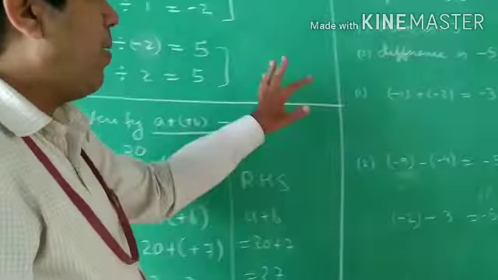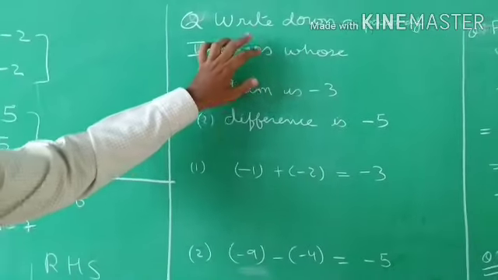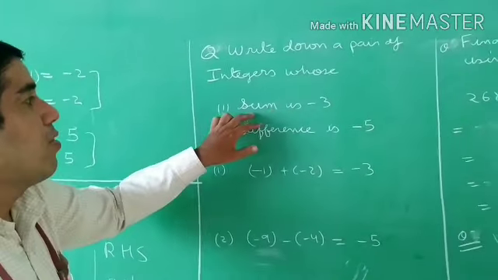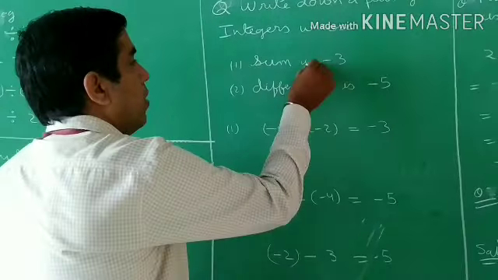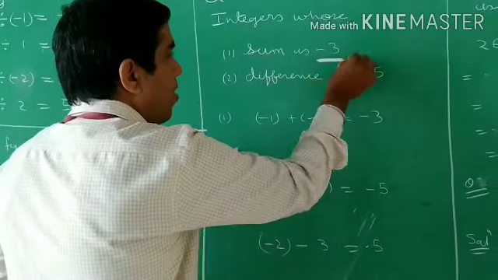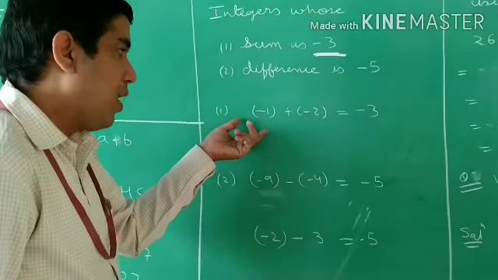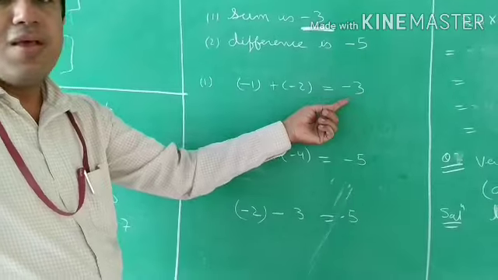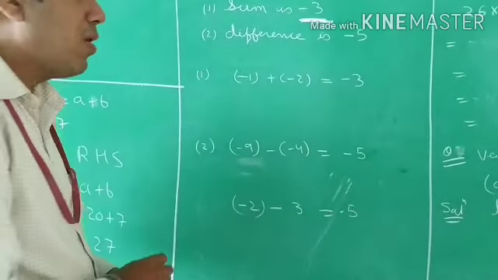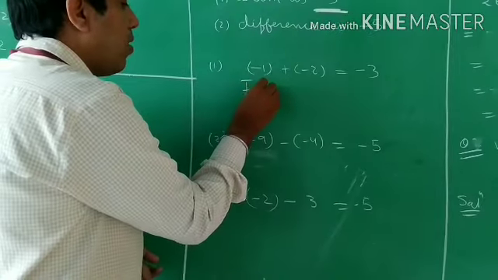Now the next slide. Now you can see here, write down the pair of integers whose sum is -3. Sum is how much? -3. Be careful, whose sum is -3. So I have taken one example, -1, -2. You can see the answer is -3. So which integers are there here? Which integer?